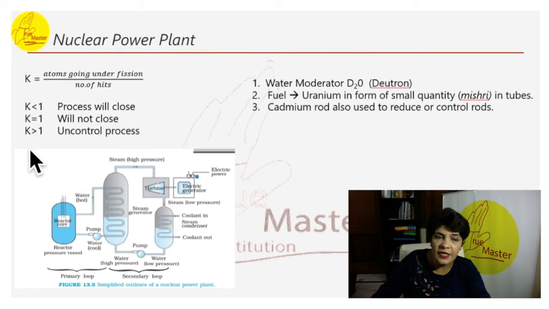So when will the cadmium rod come? It will depend on K. And what is the K factor? The K factor is atoms going under fission divided by number of hits.